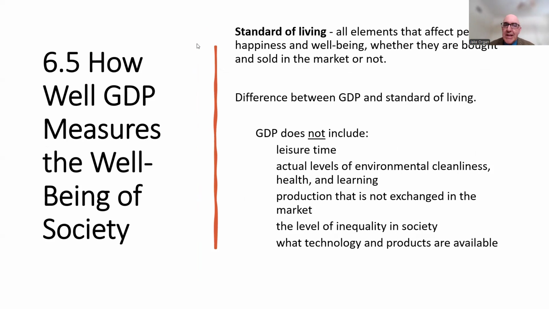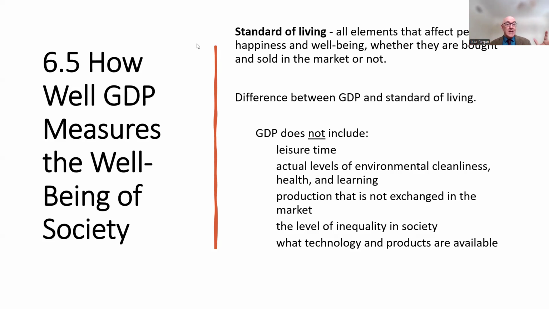But it doesn't totally measure the standard of living, because obviously, money is very important, but money isn't everything. So GDP doesn't include people's leisure time. The US is very well off relative to people in, say, Europe. But the average US person works a lot harder than the average person in Europe. Obviously, actual levels of environmental cleanliness, health, and learning are part of the standard. Production that is not exchanged in the market, a measure of communal life, is not in the standard of living.